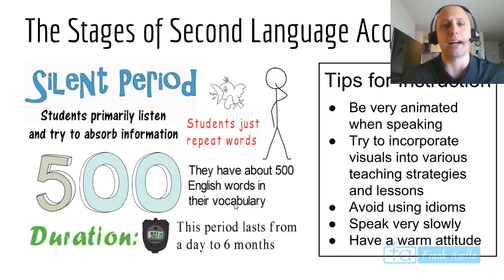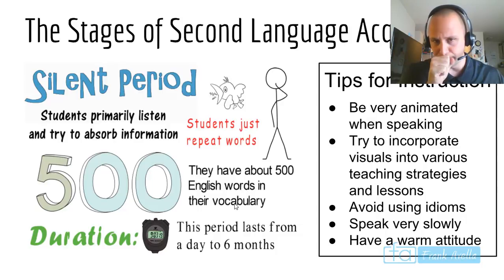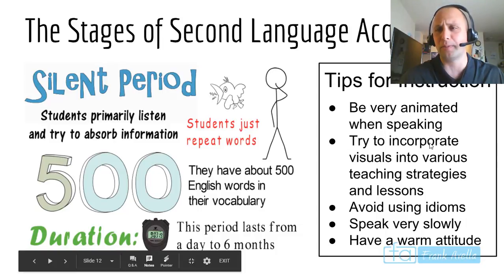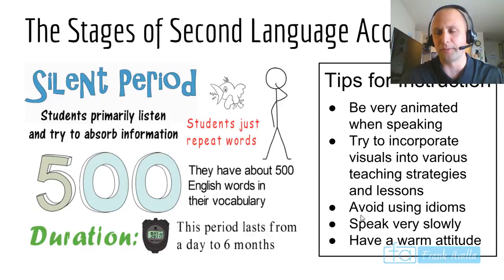Okay, the first one is the silent period. In this first stage, students primarily just listen and try to absorb information. What they do is they just repeat words. So they'll have an English vocabulary of about 500 words. The silent period lasts from a day to 6 months, anywhere in between there. Now that's not a perfect number, but it's just an estimate. And on the side here, you'll see some tips for instruction: being very animated when speaking, incorporating visuals, avoiding idioms, and speaking very slowly. So that's stage 1.